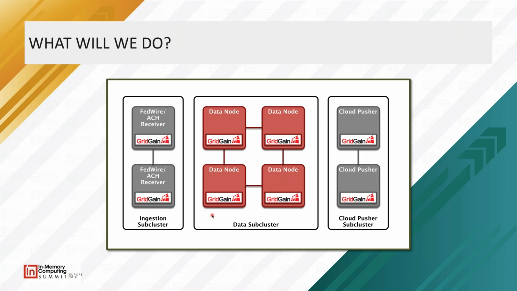So imagine we refactor our bank application to look like this, from having one cluster to instead having three subclusters. We have an ingestion subcluster, a data subcluster, and a cloud pusher subcluster. The ingestion subcluster is stateless. It doesn't store any data. All it does, these are basically compute nodes or service nodes that know how to ingest FedWire or ACH, XML, or plain text. They know how to parse it into a POJO, and then they know how to put that POJO in one simple operation very quickly in its fully hydrated POJO form from the ACH receiver into the data node.